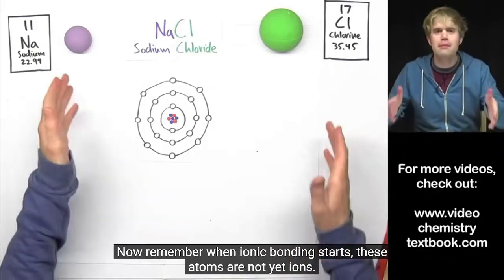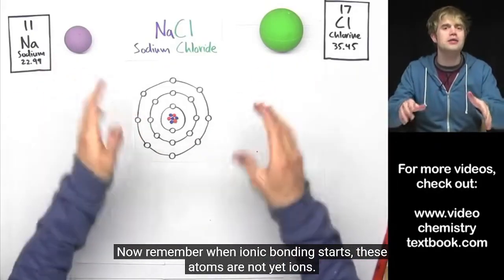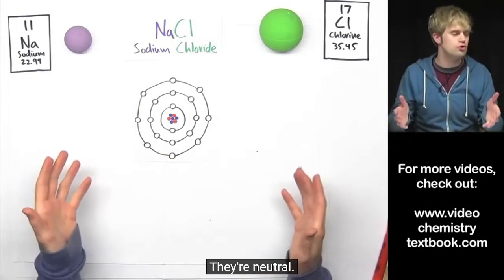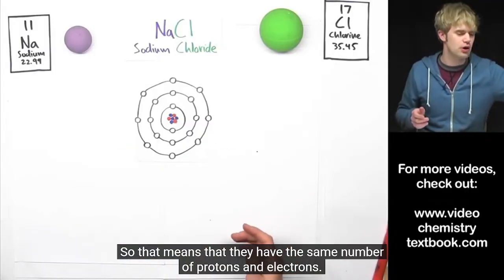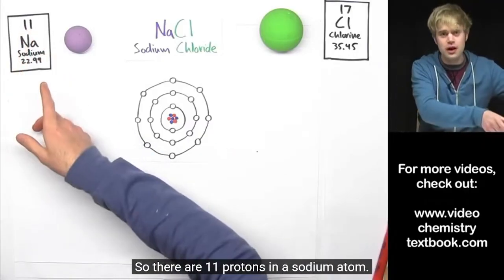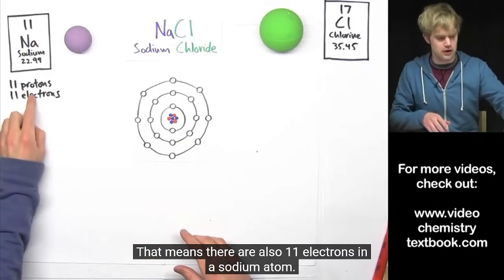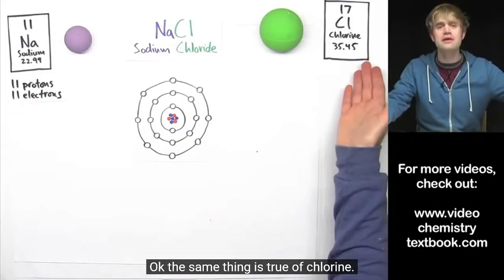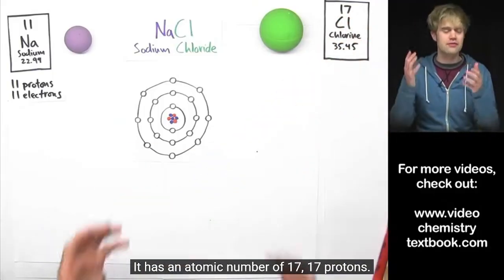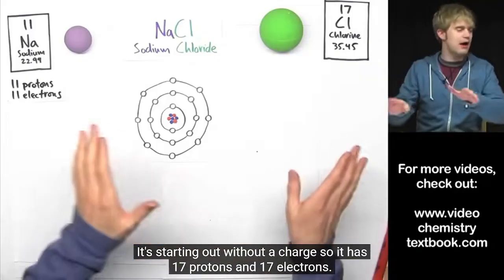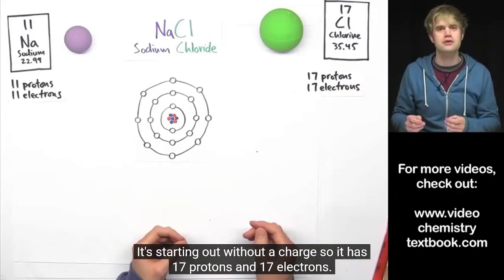Now remember, when ionic bonding starts, these atoms are not yet ions. They don't have a charge. They're neutral. So that means that they have the same number of protons and electrons. So there are 11 protons in a sodium atom. That means there are also 11 electrons in a sodium atom. The same thing is true with chlorine. It has an atomic number of 17 protons. It's starting out without a charge, so it has 17 protons and 17 electrons.